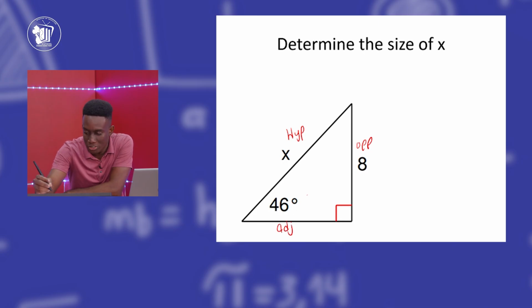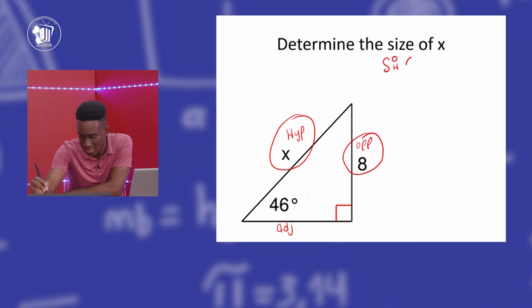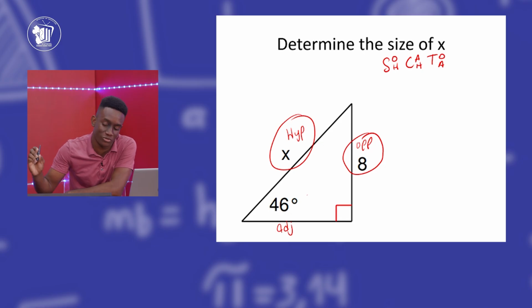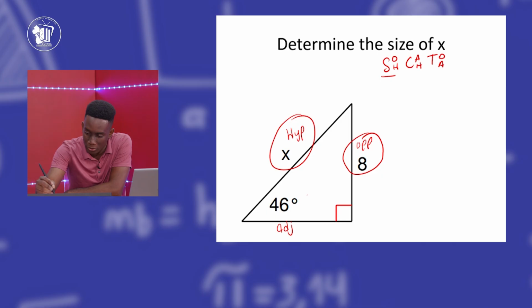So let's put down our ratios. So we see we are given the opposite and we want to find the hypotenuse. So let's see which ratio is suitable. Some old horses can always hear their owners approach. So we see in this case we are given the opposite and we want to find the hypotenuse. So let's look at which ratio has those two combinations. So we see opposite and hypotenuse. So we see sine ratio has that. So we'll use the sine ratio.